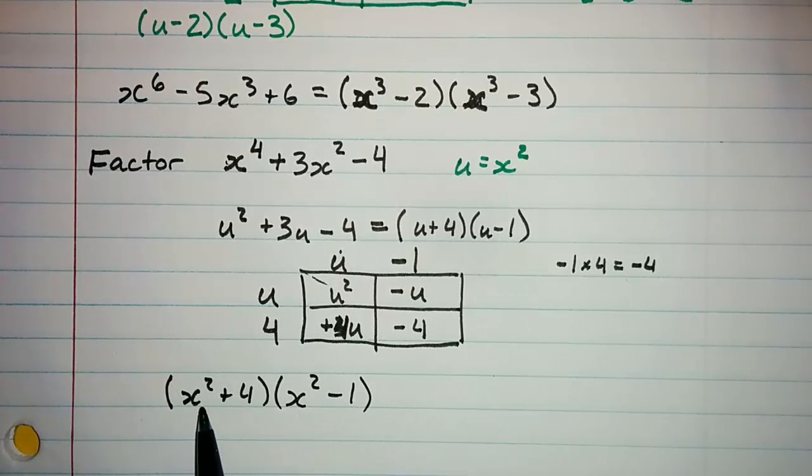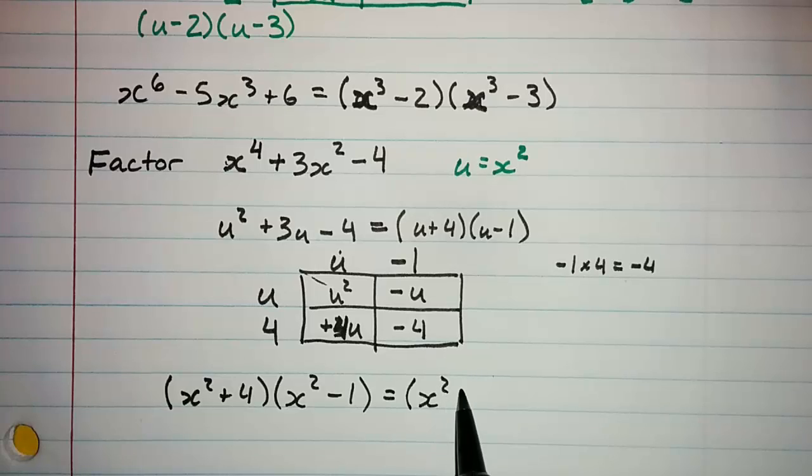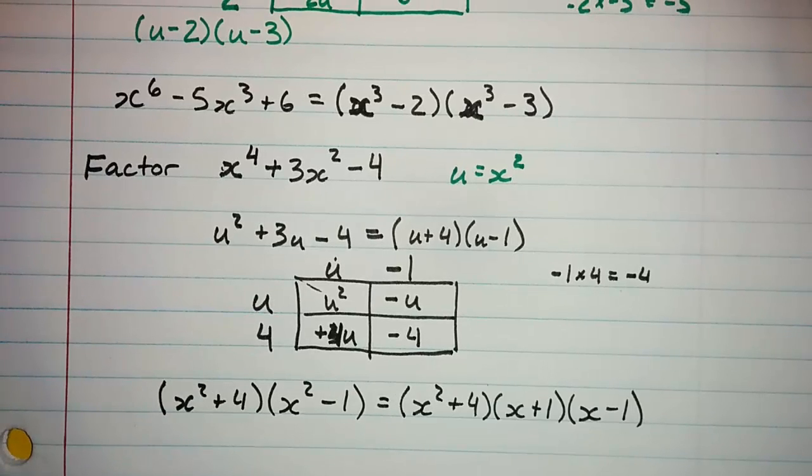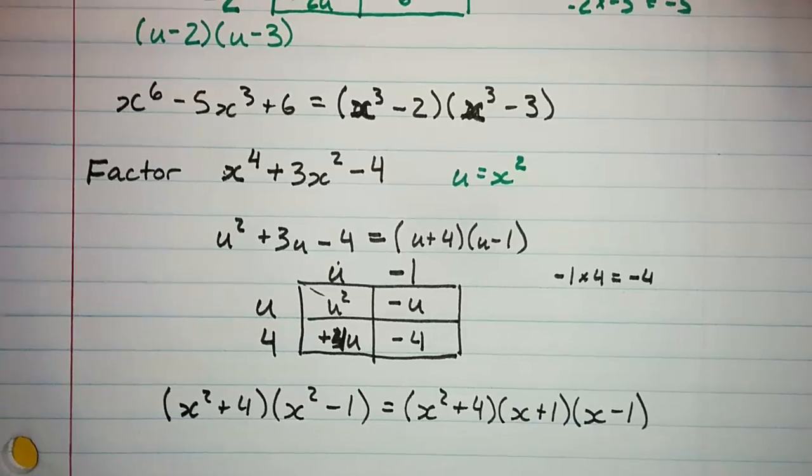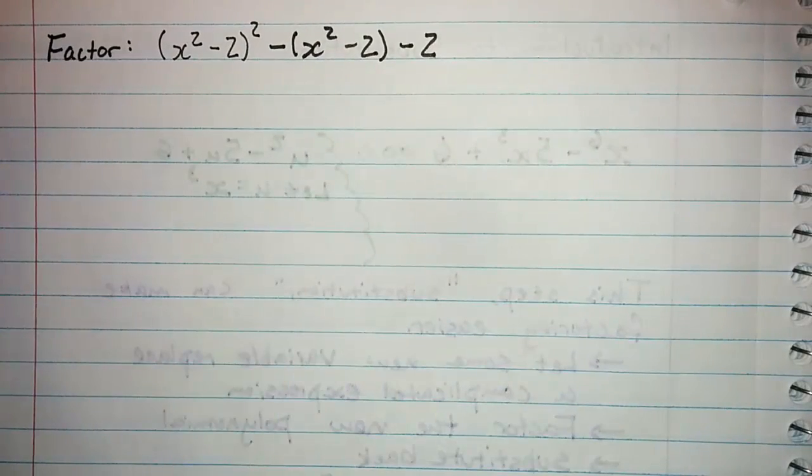Ooh, x squared plus 4, notice, is not a special form, right? It's a sum of squares, which we can't factor. X squared minus 1, though, this is a difference of squares, so I can factor this further. All right, now I'm going to give you one to try where I don't tell you what substitution to make. Factor this polynomial using substitution. Pause the video and try this now.